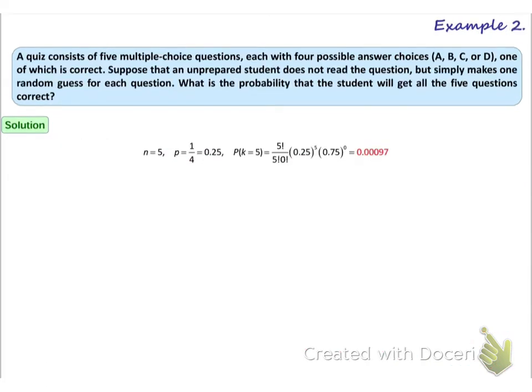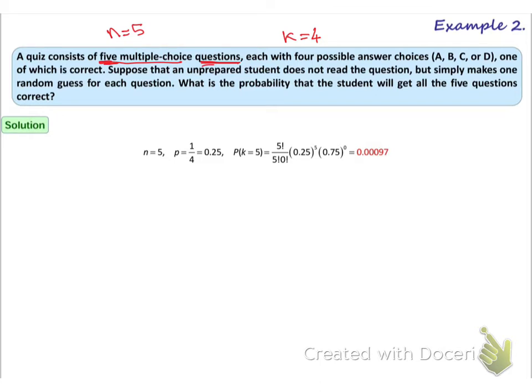Here the example says a quiz consists of 5 multiple choice questions. So the total number of questions or trials which I have is 5. These 5 questions are multiple choice questions, MCQ. So N equals 5, each with 4 possible answers. Each question has 4 possible answers, which almost will be K, but let us complete the question and we will show you that it is K.